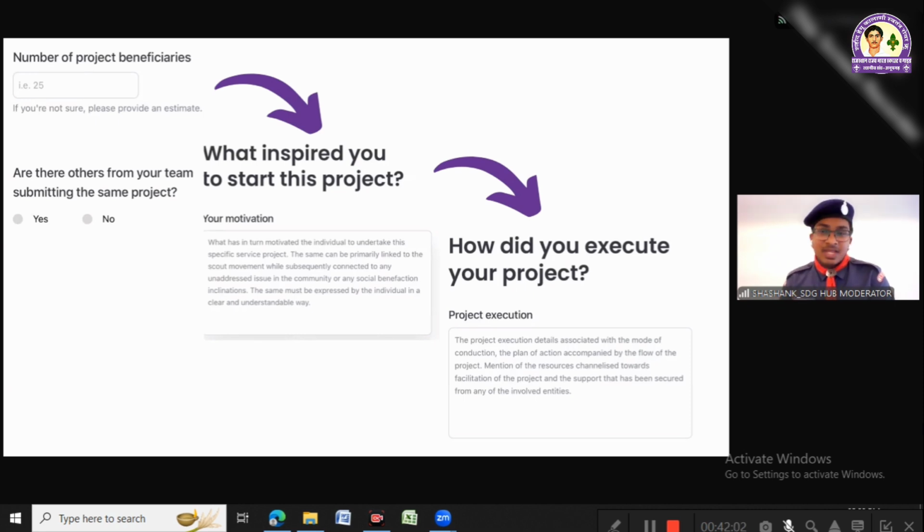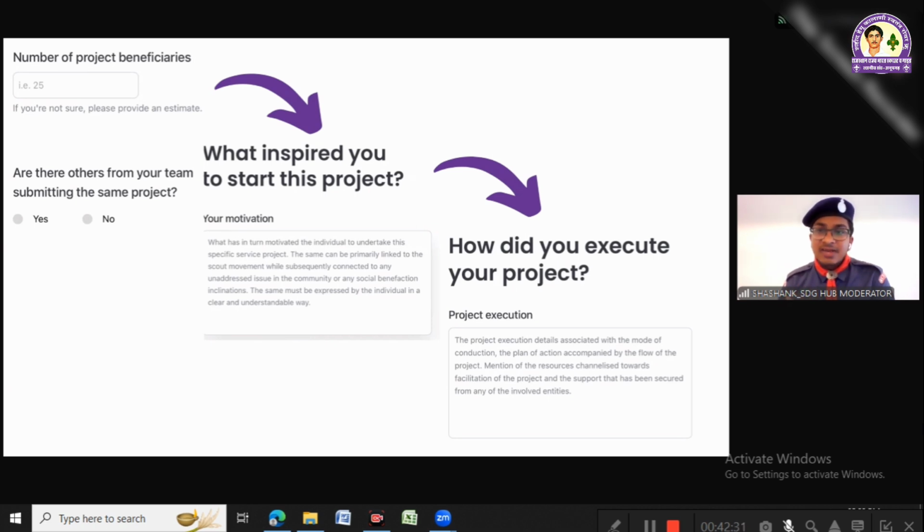It is important for all of us to understand that 600 number here is beneficiaries. They were not participants. Participants, as I mentioned and remind you, is scout volunteers who have helped you execute the project. And the beneficiaries are those who have in turn derived benefit, advantage from your project.